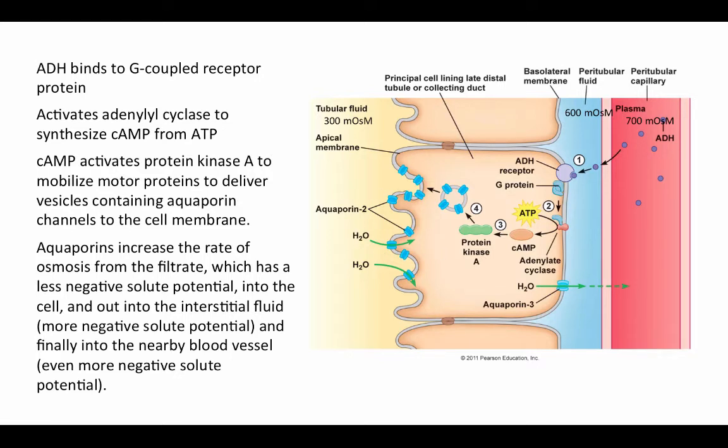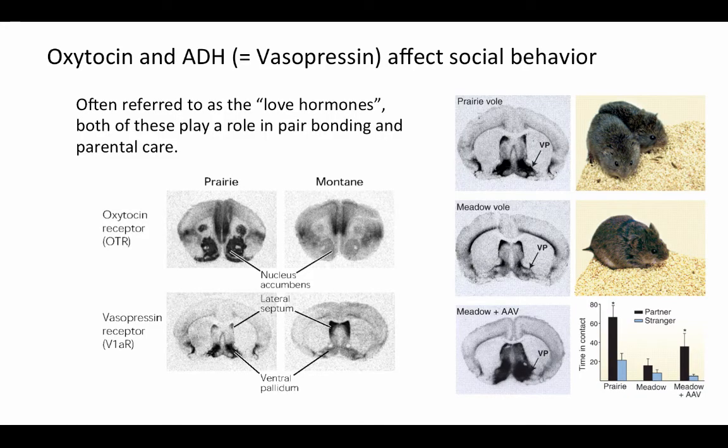So when ADH is not present, there are fewer aquaporins. There's going to be less water flow from this collecting duct. So the urine will be more dilute. It'll have more water in it. When antidiuretic hormone is present, there's going to be a lot of flow through to the bloodstream, and this urine will be more concentrated. So ADH has other functions in animal bodies aside from water regulation.